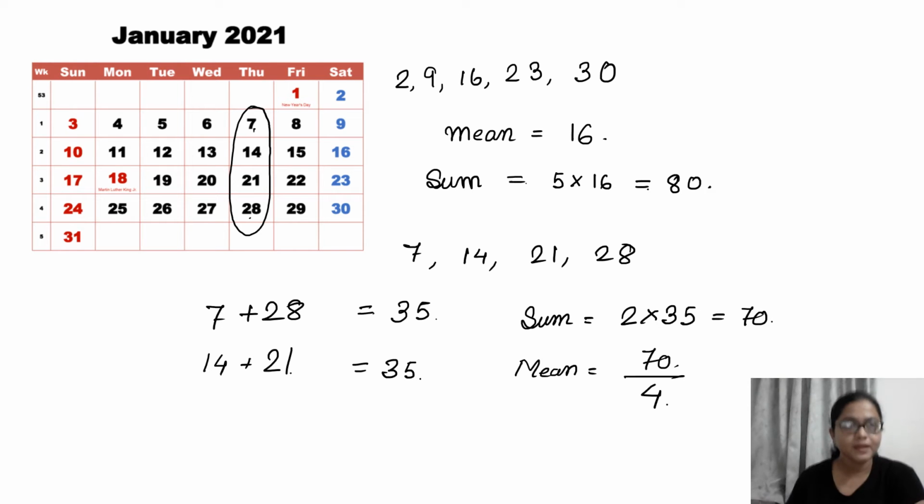Again, if I take this column 5, 12, 19, 26, without adding the numbers, we can find the mean and the sum of the numbers if the numbers are in additive sequence or arithmetic progression. Here the common difference in this sequence 5, 12, 19, 26 is 7. So the numbers are in arithmetic progression, and without adding the numbers, we can find the sum and the mean of the numbers.